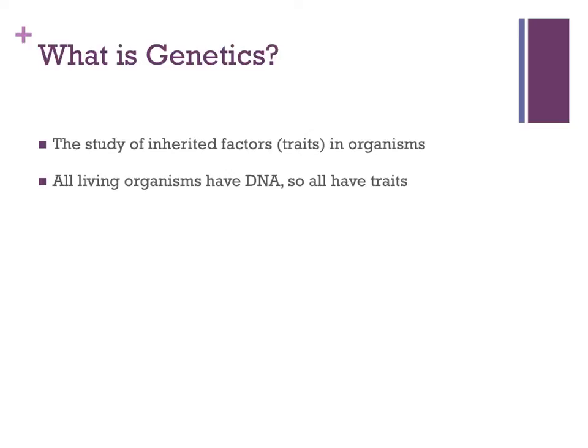So one of the first things that we have to remember is that all living things have DNA. So the DNA is the code for the traits. So then all living things have traits. Some of those traits are the same throughout all of life. Some of those traits are different and have different versions.